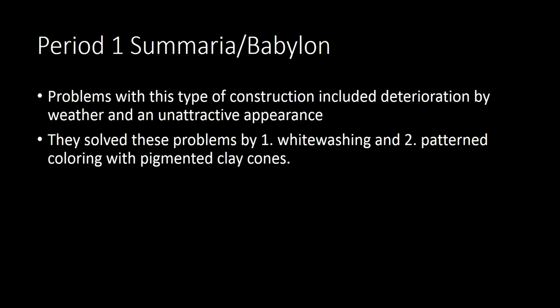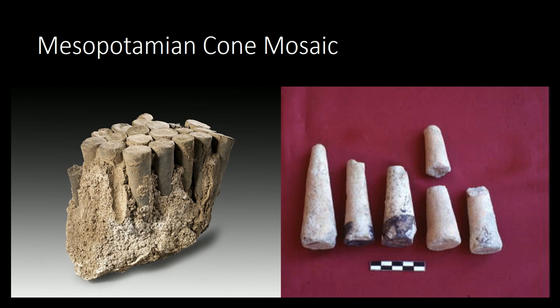And then another one was by patterning the outside of it with these cones that were made of clay and were fired and were colored. Okay? So here I have a picture of these cones. It's called cone mosaic. These are actual pieces that are in a museum somewhere.